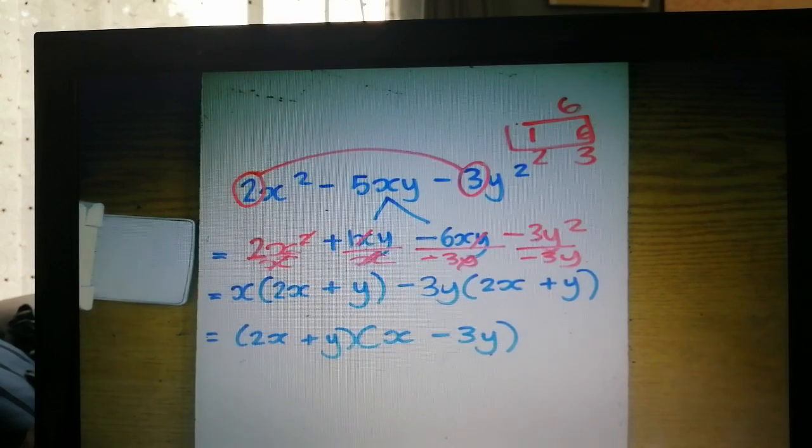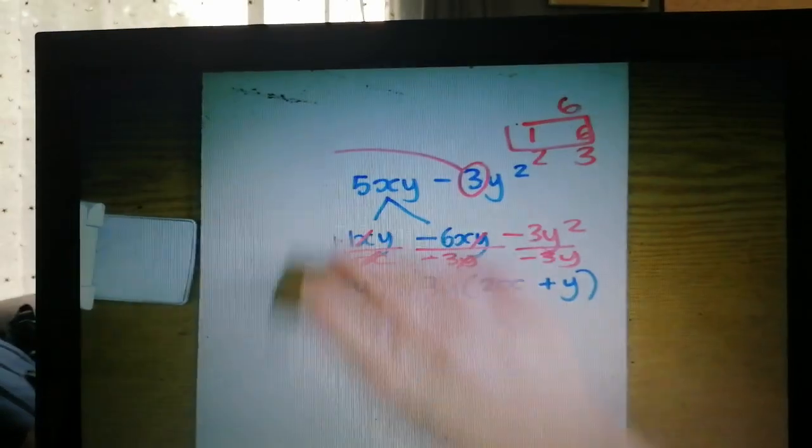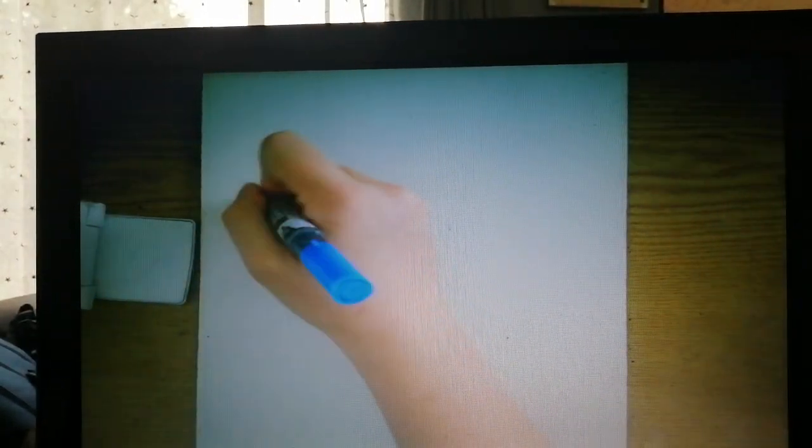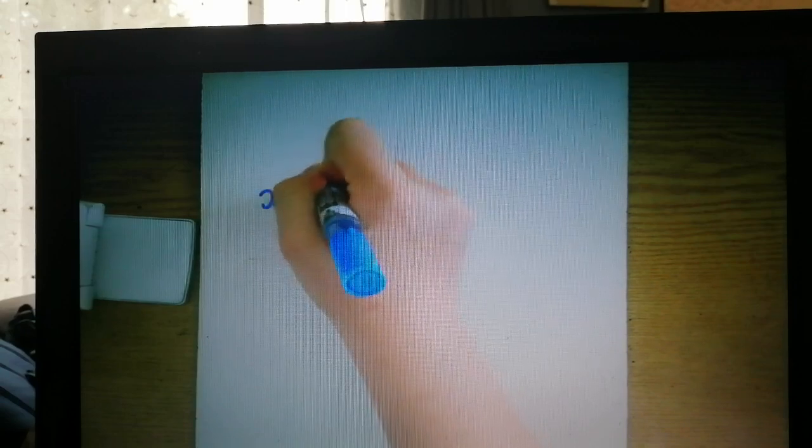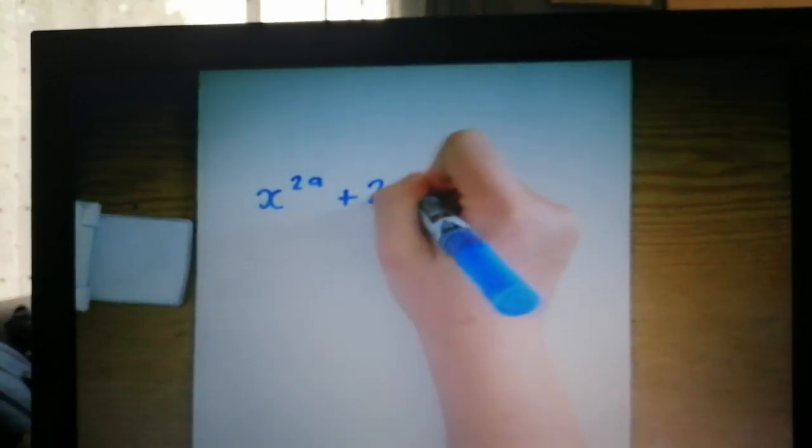Last example I'm going to do with you, and this one is a little bit more tricky because it deals with very funny exponents. X to the power of 2a plus 2xabby.